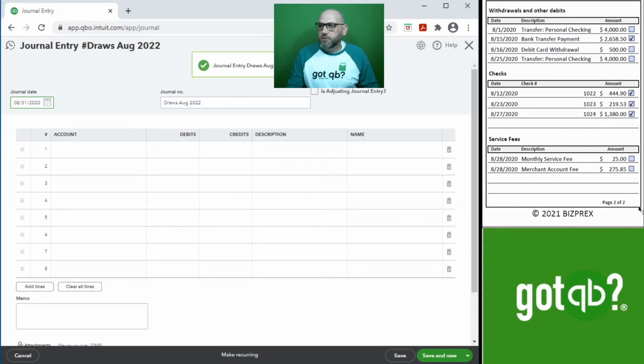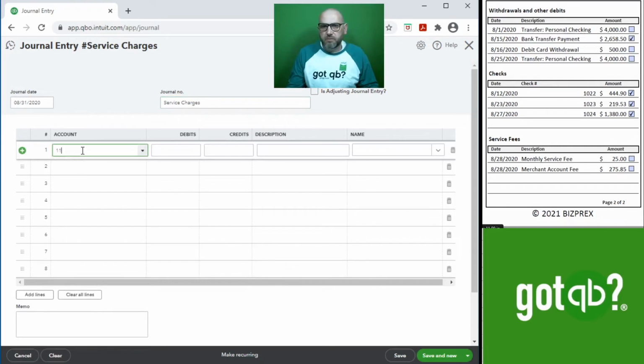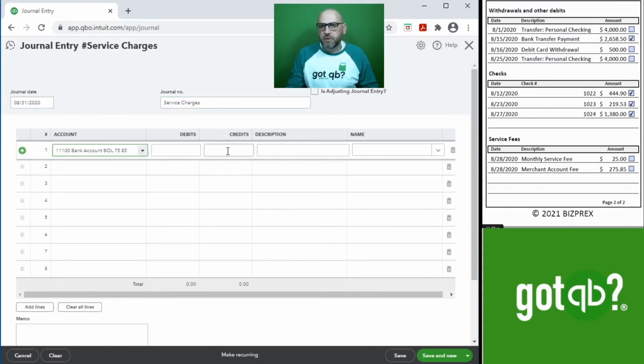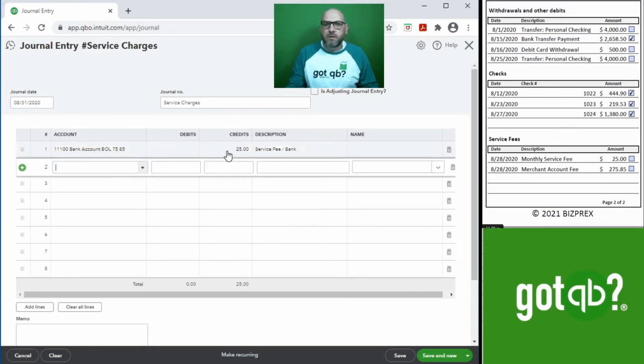All right, and let's book the service fees right here. Again, what's happening? We know that the bank account will be reduced, and we want them to show up individually. So here it is. That's our service fee. What else is happening? Well, the merchant account fee is going to reduce our bank account as well. That's the amount of money the bank charges us for processing credit card payments from our customers.